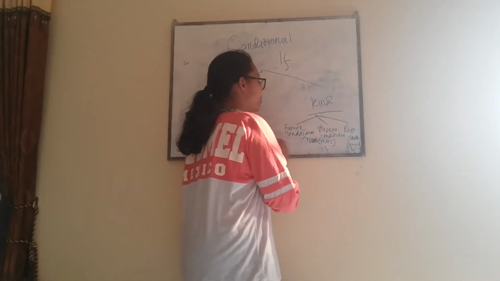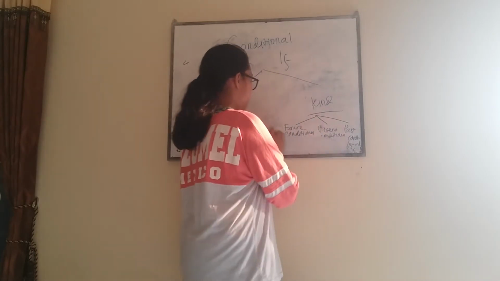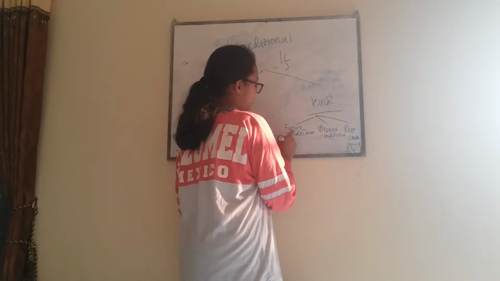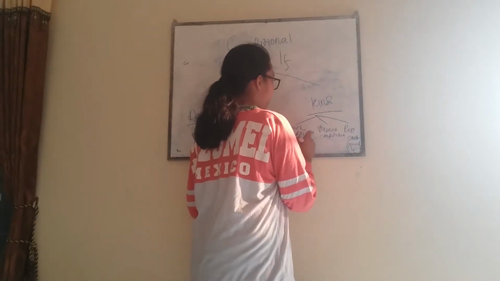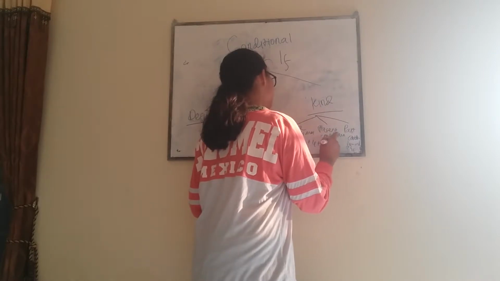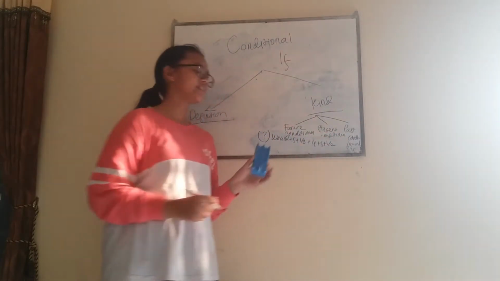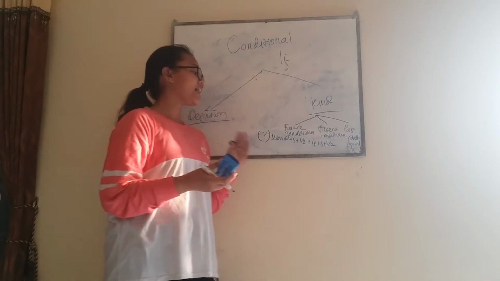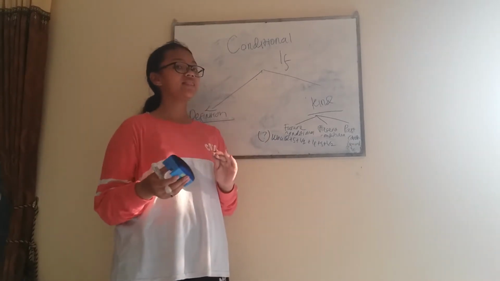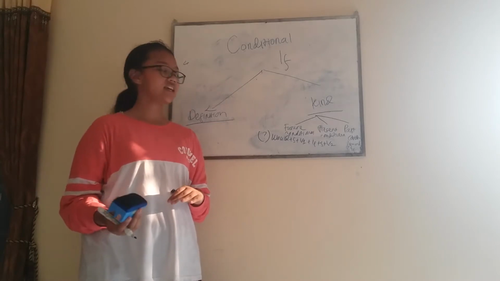And now we go to interrogative pattern. Interrogative pattern is would plus subject plus verb 1 plus if plus subject plus verb 2. For the example, would you visit your grandma's house if you went to Jakarta today?